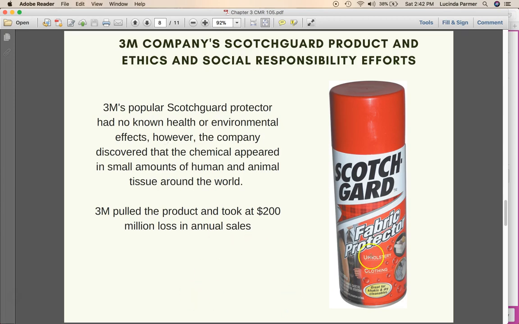3M has this product you've probably all seen. It's very popular, Scotchgard protector. It's a fabric protector, and it didn't have any known health or environmental effects. However, the company did discover that the chemical appeared to stay in human and animal tissue. So it kind of got into your skin and it stayed there. They pulled the product and took a $200 million loss in annual sales when this happened. So this is an example of a company behaving ethically and very socially responsibly. They were concerned about the health of the people in the community and even animal health. And so this is a good example here.